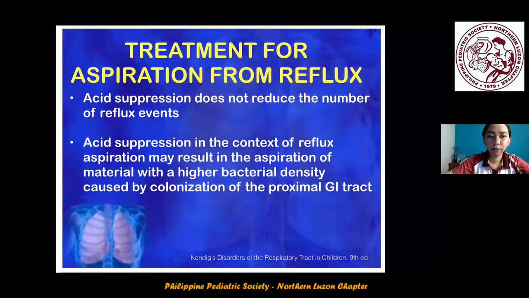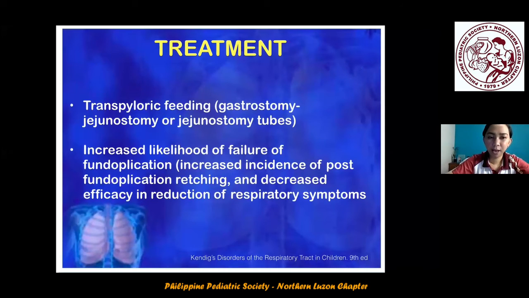So in children who cannot adequately protect their airways from aspiration due to reflux, we call our friendly gastroenterologist to discuss this matter with us, and then we decide which surgical interventions may be used to decrease the number of reflux events. And this includes gastrostomy, jejunostomy tubes, or fundoplication, which is the most commonly utilized.